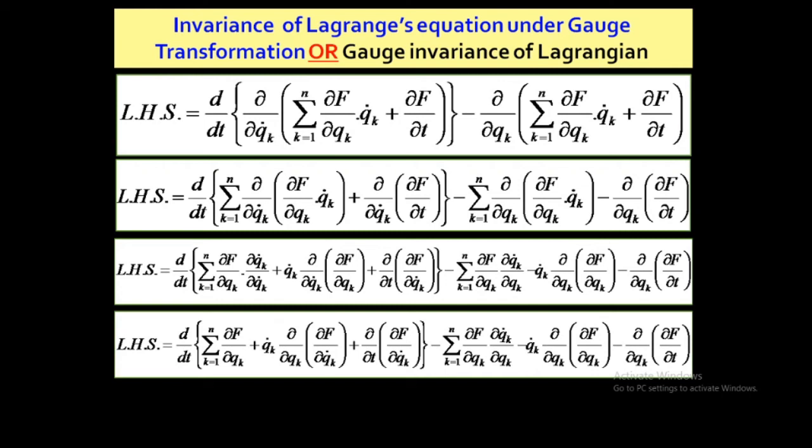f is the function of qk, but not the function of qk dot. qk dot is a different thing, qk is a different thing. qk is the position vector in generalized coordinates, qk dot is the generalized velocity. But f is not the function of qk dot. f is the function of qk, but f is not the function of qk dot.